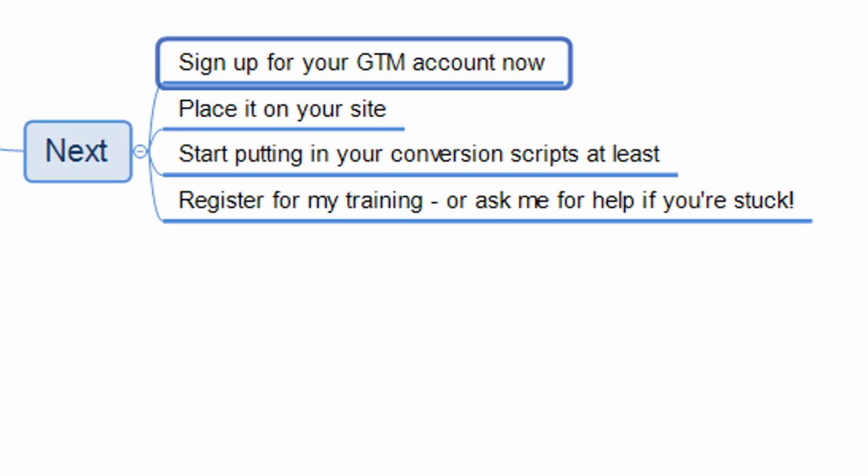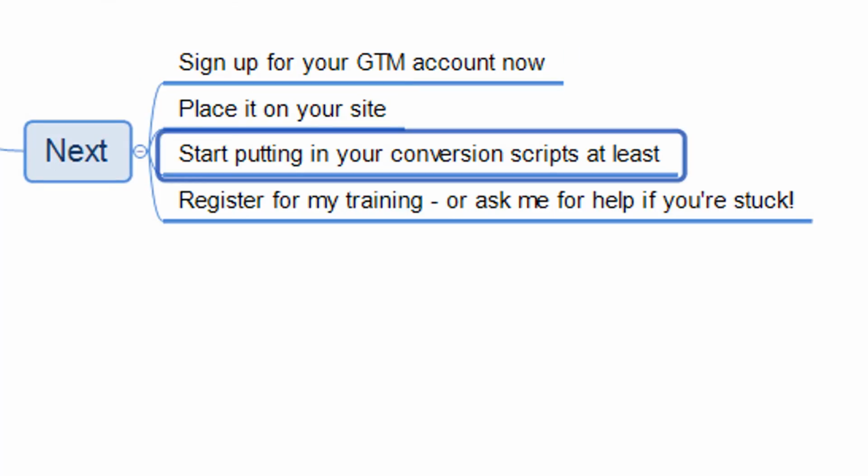So what's next? Go sign up for a Google Tag Manager account now, place the container code on your site, and start putting in all your conversion scripts or your web analytics at the very least. If you're not doing paid advertising but you are using Google Analytics, then switch over to embed it inside of your Google Tag Manager account. Just make sure if you have Google Analytics coded into your website, you remove that first.